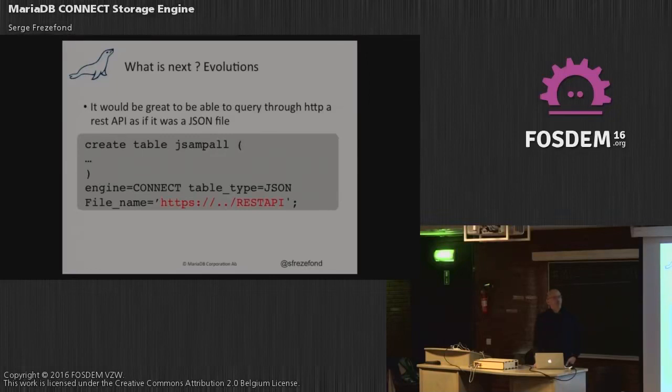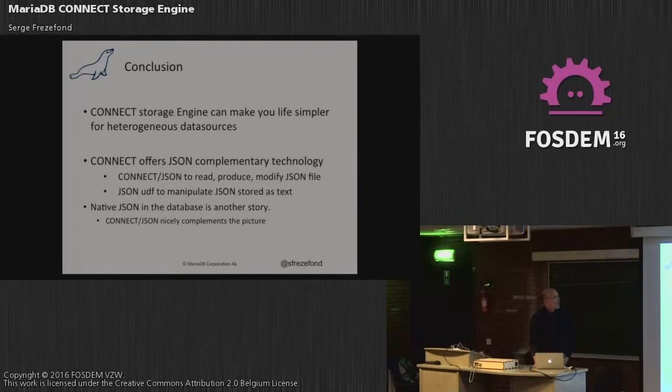What's next? There are various things we might try to do, for example, supporting native JSON format as a file. An extension that I find interesting would be to be able to access a REST API which produces JSON and see it as a table from MariaDB. To be clear, the Connect Storage Engine is a kind of tool to help you address outside data. The JSON part is interesting. It's very complementary to the native format. It's just there to address the problem when you get JSON content in a log file, in any kind of file.